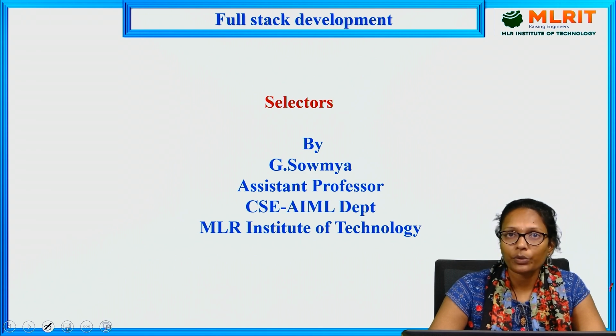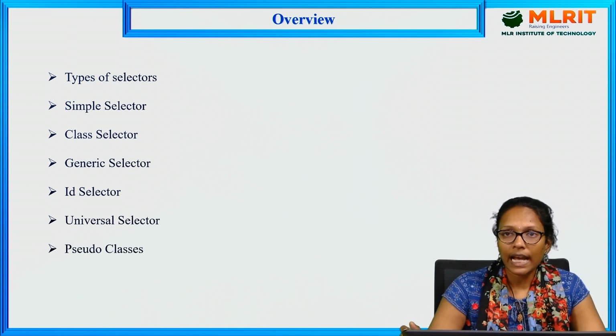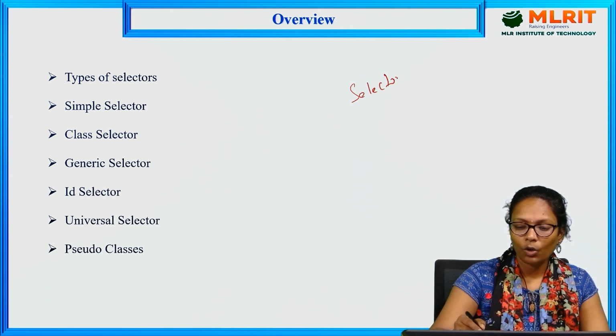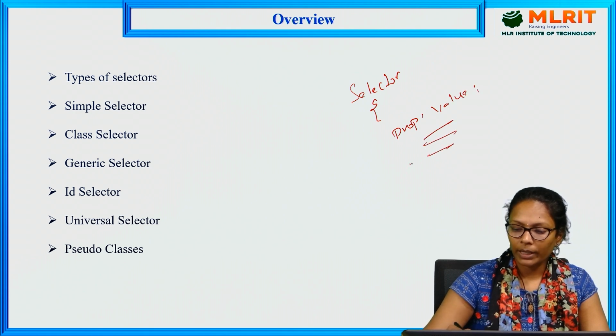In this video, we are going to discuss selectors. We have seen the syntax of CSS in the previous video. So what is the syntax of CSS? First I need to write the selector name, open the brace, then write the property name, colon, property value, semicolon. Like that you can write multiple properties.